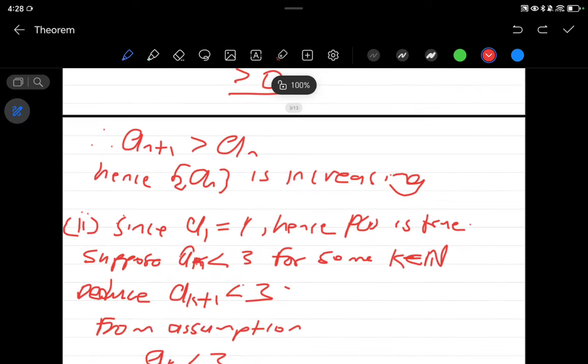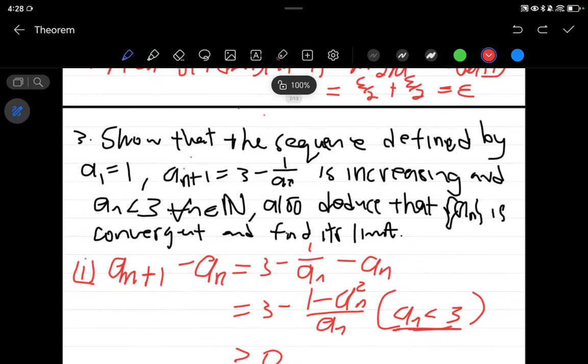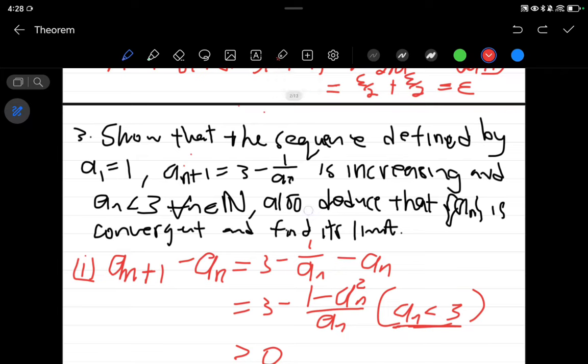So we come here to the second one. They said we should check what? We should also deduce that a of n is convergent.